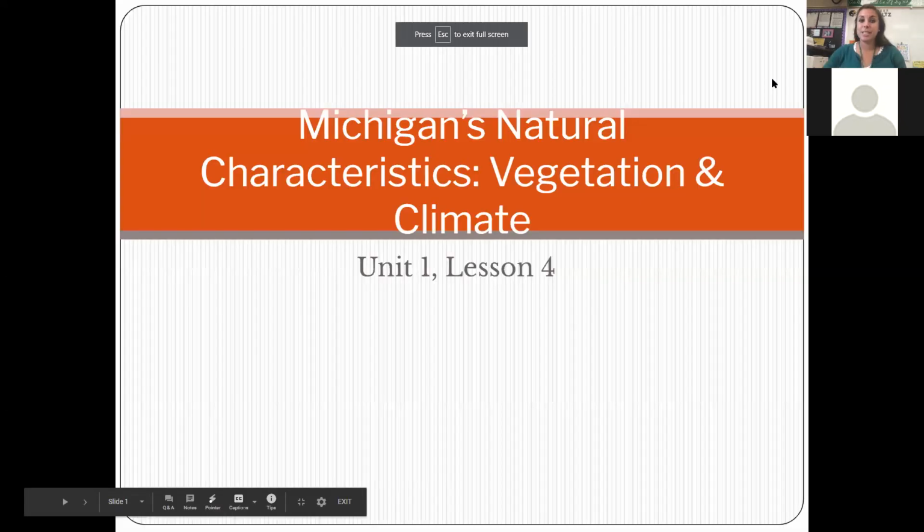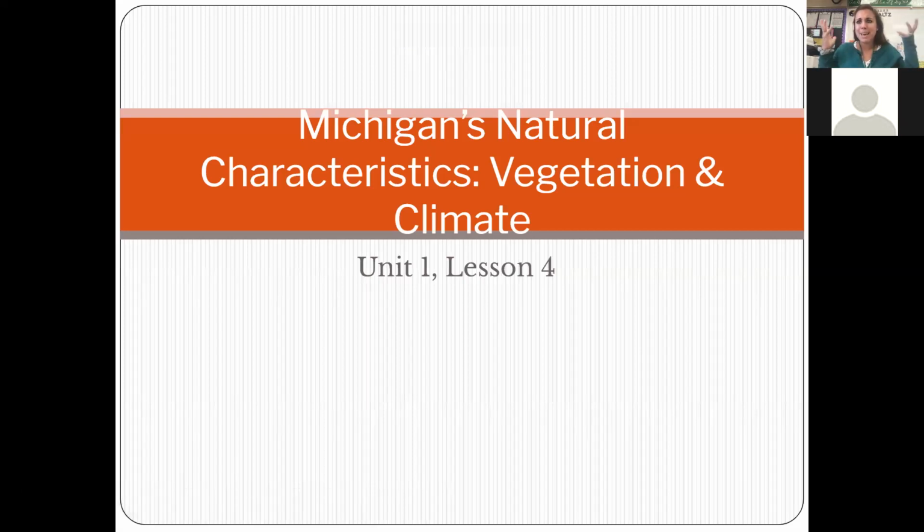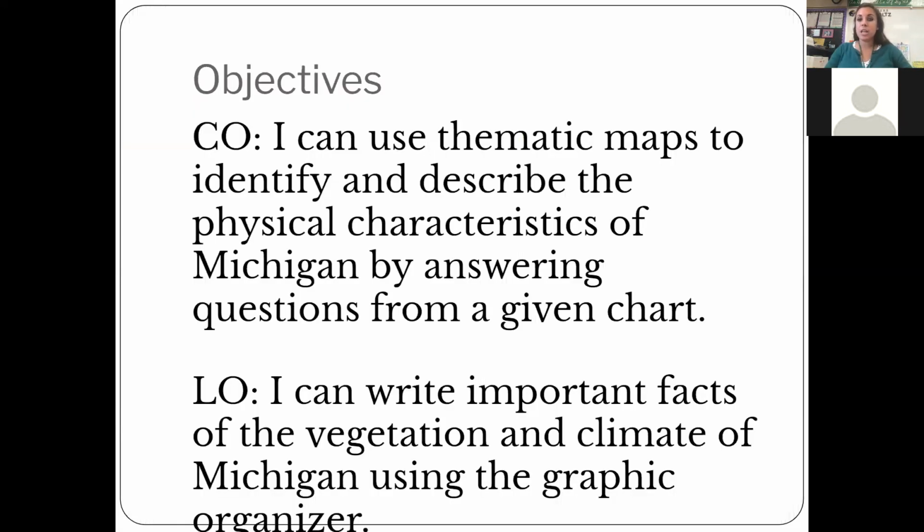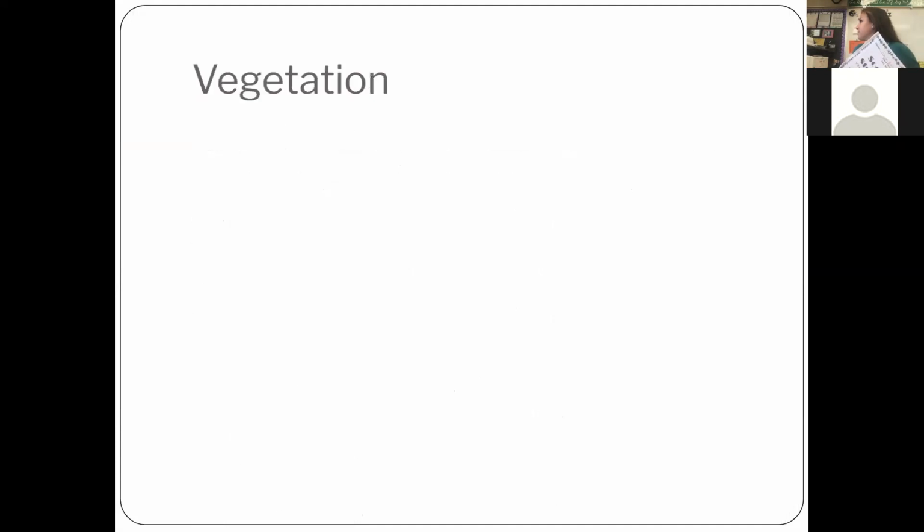Okay, so again, we're continuing to talk about our natural characteristics with a focus on some big words that we're going to learn about today, and those words are vegetation and climate. So our objectives for today, we're going to continue to look at some thematic maps. Those aren't just regular maps we're used to seeing all the time, but they revolve around a theme, which we'll see in a little bit. And then we're going to be writing our important facts in our guided notes.